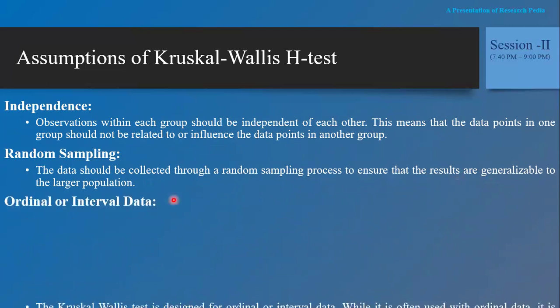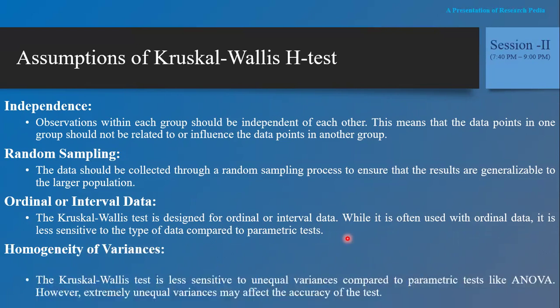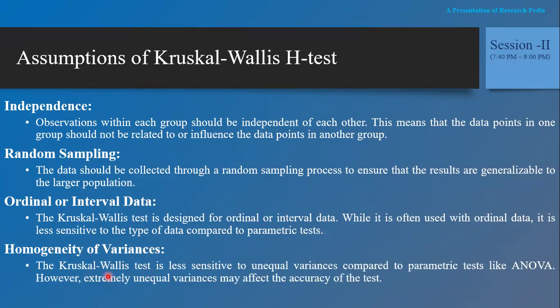The third assumption is ordinal or interval data. The Kruskal-Wallis test is designed for ordinal or interval data. While it is often used with ordinal data, it is less sensitive to the type of data compared to parametric tests. The next one is homogeneity of variance. The Kruskal-Wallis test is less sensitive to unequal variances compared to parametric tests like ANOVA. However, extremely unequal variance may affect the accuracy of the test.